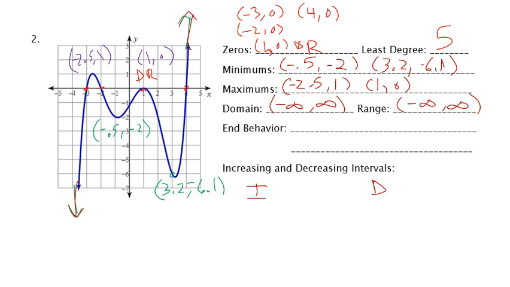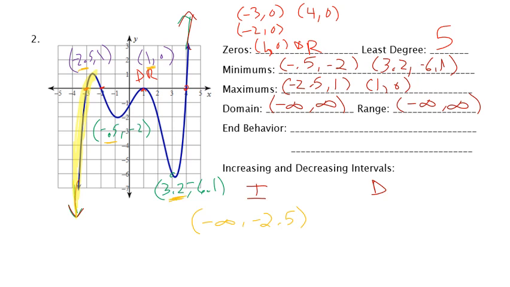For my increasing, when I go from left to right, you can see that as I go, and I always start from the left. In this first interval, I'm actually increasing. And so this would be from negative infinity to negative 2.5. And I'll write that with the regular marker here. And when we name our intervals, we're always using parentheses, and we're always just listing the x values. So I'm not listing the y values in any way.